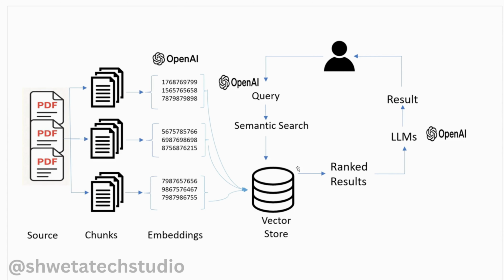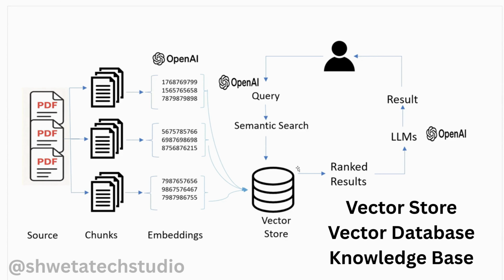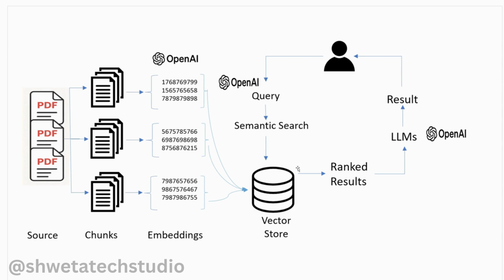Also, you may hear the terms vector store, vector database, or knowledge base used interchangeably. Although the terminology differs, they all refer to the same core idea. We generate embedding, we need a place to store them, and that storage is handled by a database. That database is what we call a vector store. Nothing more than that. So, now let's move into the code and walk through these next two steps.